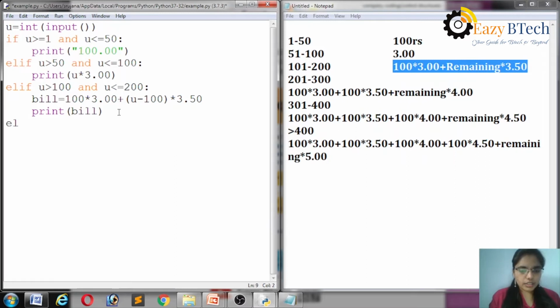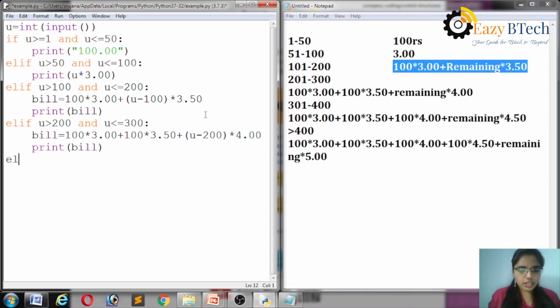After that, again, elif U greater than 200 and U less than or equal to 300, bill is equal to 100 into 3 rupees plus 100 into 3.50. Next, what are the remaining units? Remaining units is nothing but U minus 200 into 4 rupees. Next, print bill.